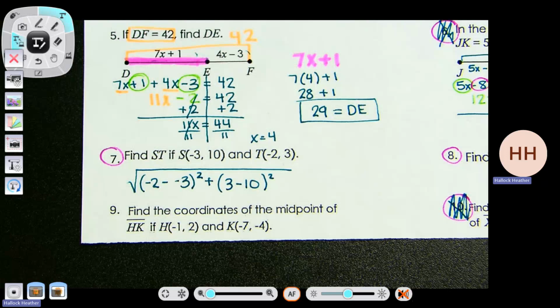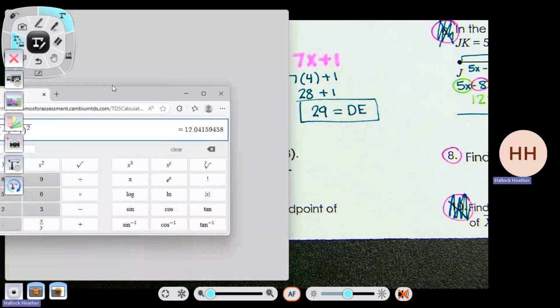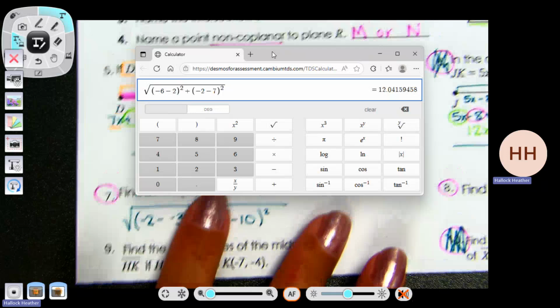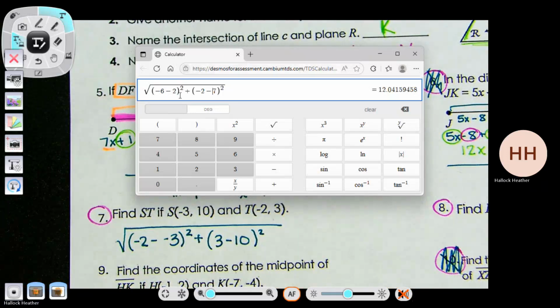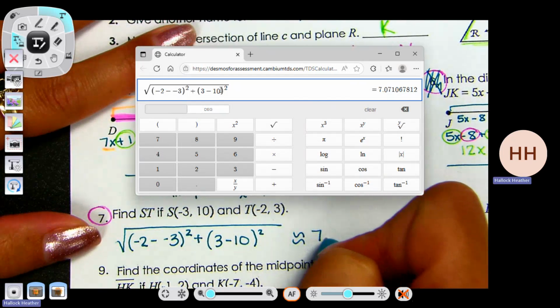So on your online calculator, I'm going to drag it over, and then I'm just typing it in. And this is why I'm going to push out your computers. So we're going to say -2, you're minusing -3. And then we're going to plug in 3 minus 10 on the other side. So you should get 7.07. I think it says so, around 7.07.